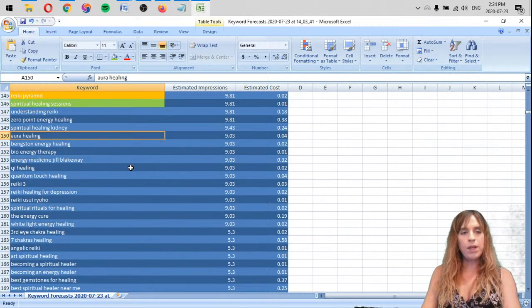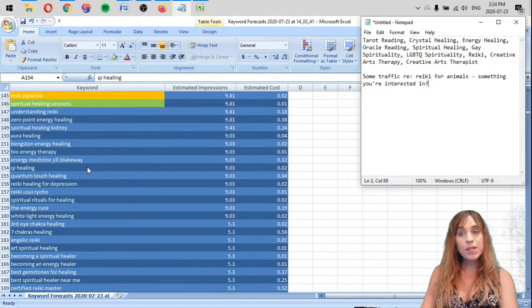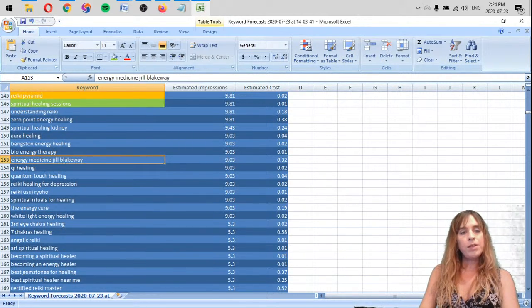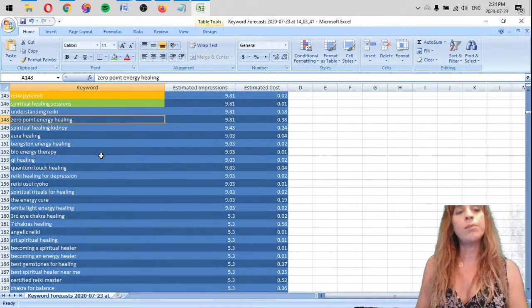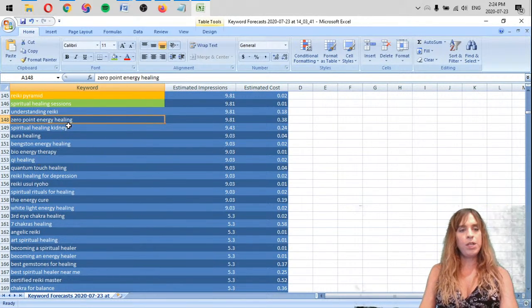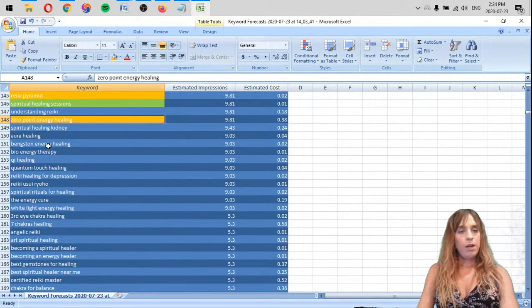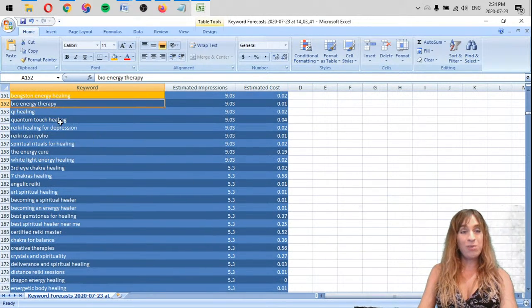So when I present this analysis to him, I'll bring it up that, hey, there's some Reiki around animals. Maybe you're interested in doing that. Maybe you're not, but hey, energy medicine Jill Blakeway, that's another name that we don't necessarily want to be targeting. 0 point energy healing. That's maybe another one of those maybe things. Aura healing. Bengston energy healing. That could be a name too. Mr. or Mrs. or Mix Bengston. Who knows? Bioenergy therapy. Key healing.